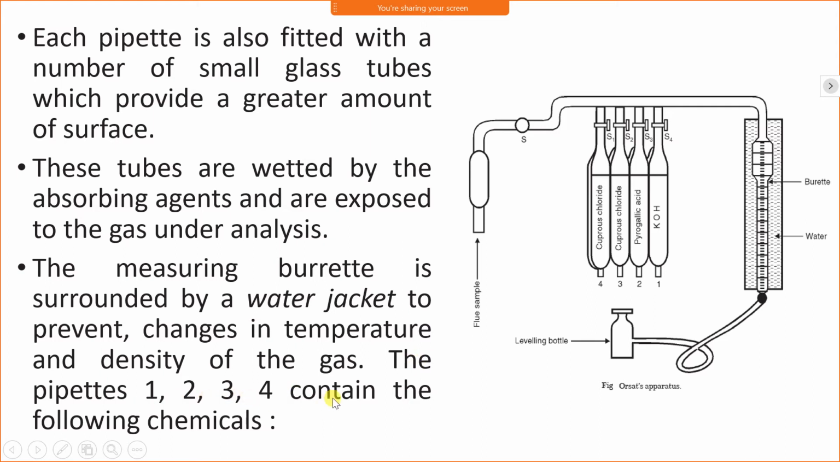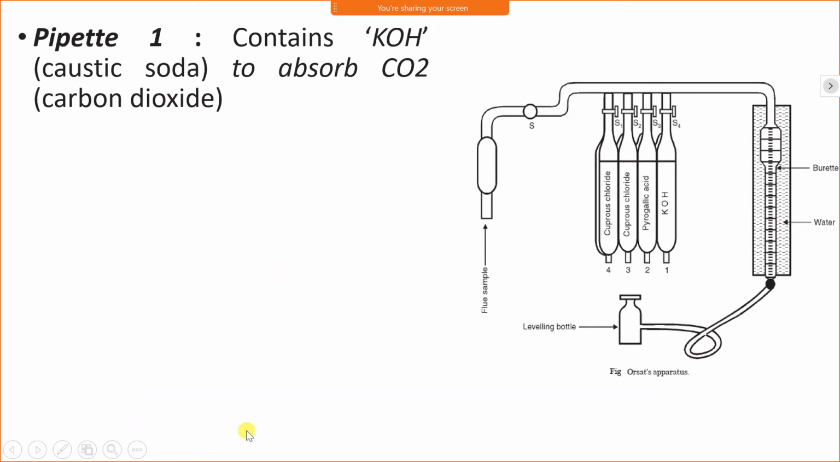The pipettes 1, 2, 3, 4 contain the following chemicals. Pipette 1 contains KOH, that is caustic soda, to absorb carbon dioxide. In the first pipette, carbon dioxide will be absorbed.